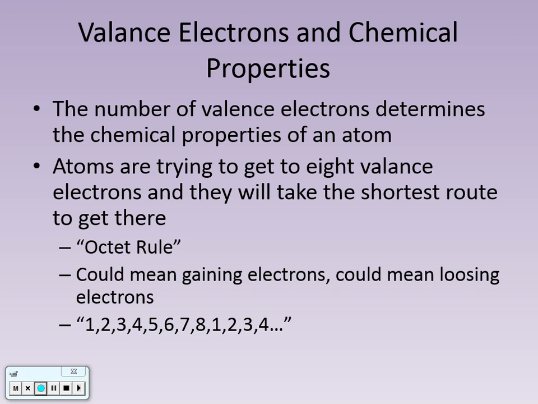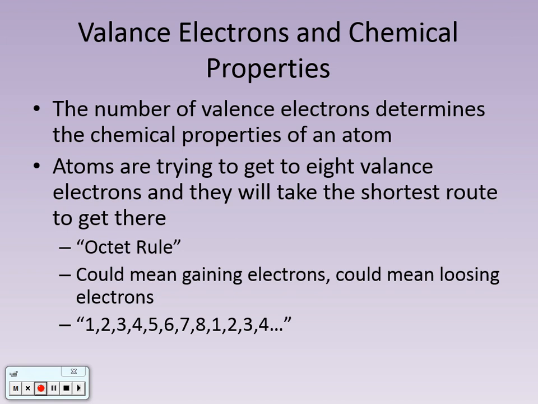So moving across the periodic table, if you skip the transition elements, which we'll do for this unit, 1, 2, 3, 4, 5, 6, 7, 8, right? But then we go back down to number 1, right? So when we go from fluorine, fluorine has 7 valence electrons, neon has 8 valence electrons, but then sodium has 1 valence electron, because now we jump up to the next level, right?